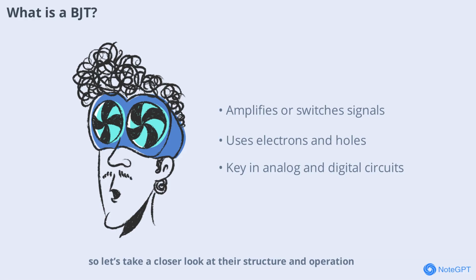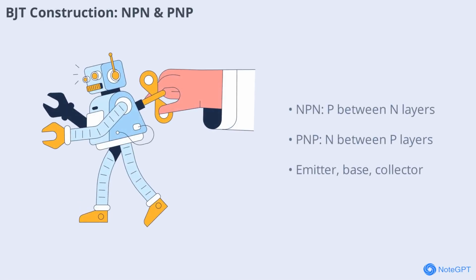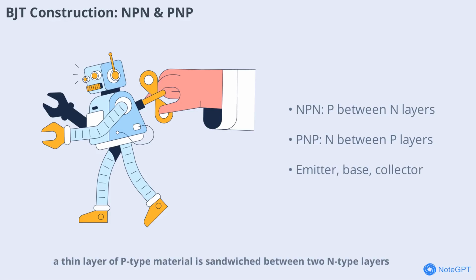their structure and operation. BJTs come in two main types, NPN and PNP. Both types have three layers of semiconductor material, but the arrangement of these layers differs. In an NPN transistor, a thin layer of p-type material is sandwiched between two n-type layers. For a PNP transistor, it's the opposite: an n-type layer is between two p-type layers. Each layer has a specific name: the emitter, base, and collector. The way these layers are arranged determines how the transistor operates and how current flows through it.